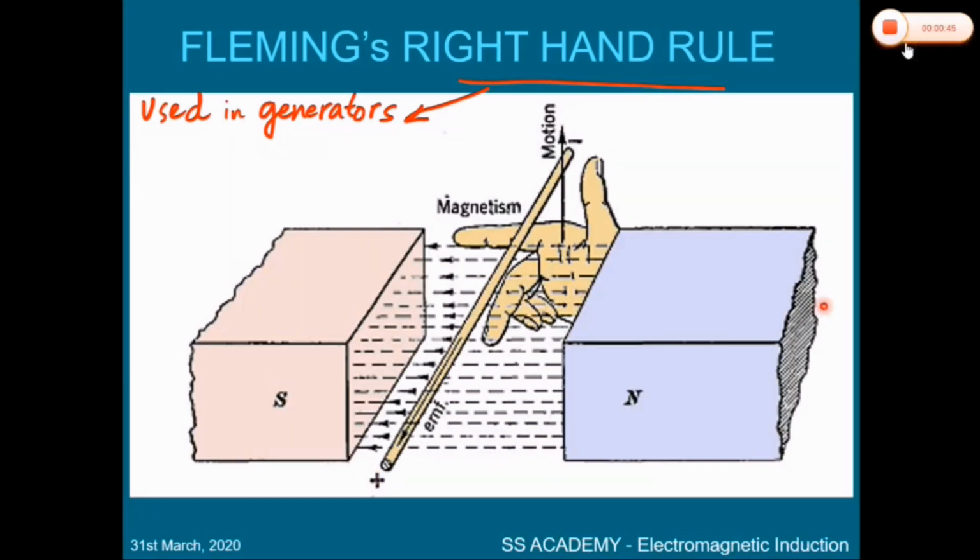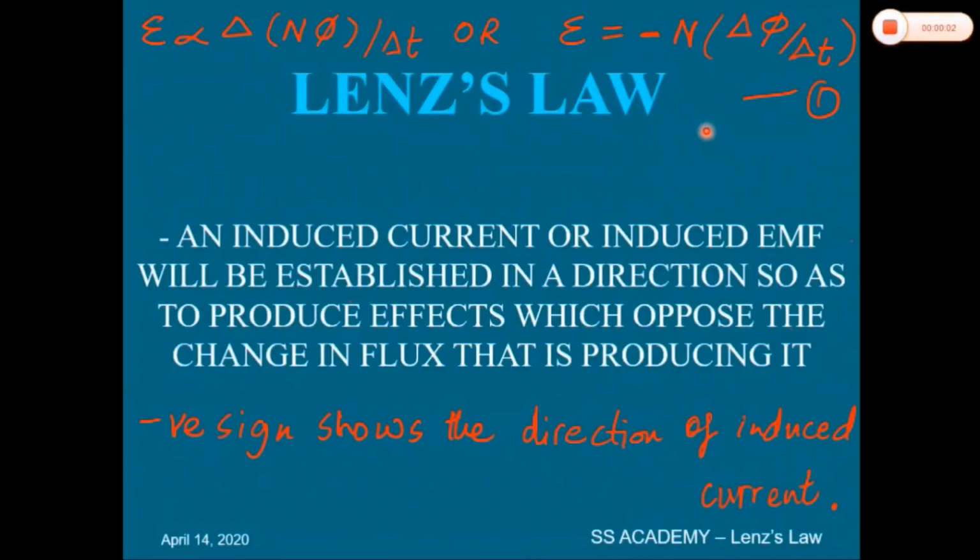Lenz's law. The statement of Lenz's law is that an induced current or induced EMF will be established in a direction so as to produce effects which oppose the change in flux that is producing it.